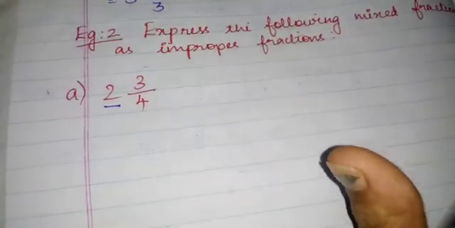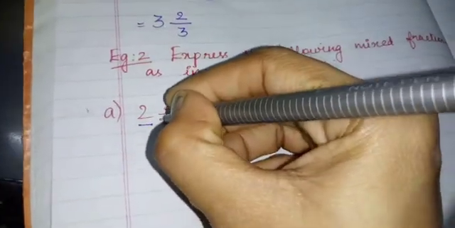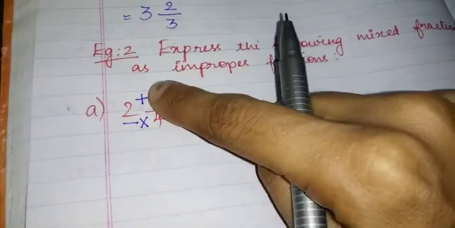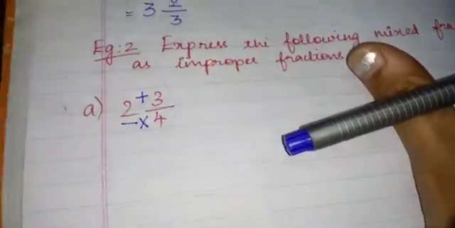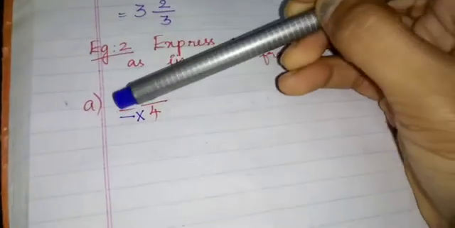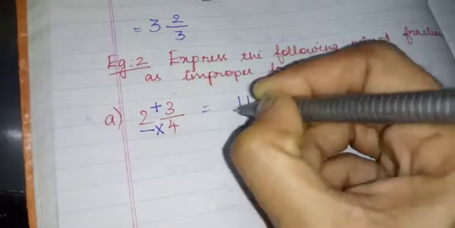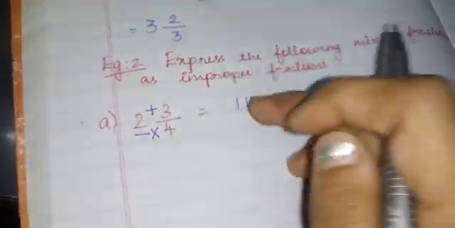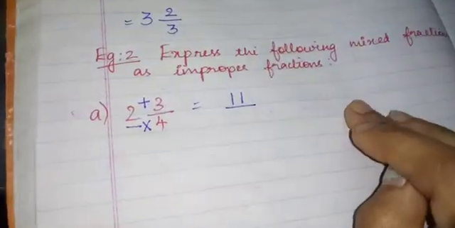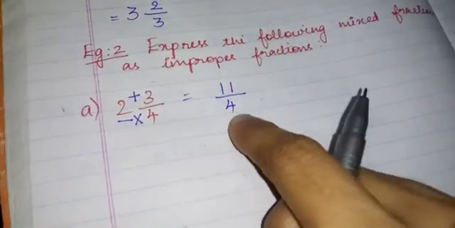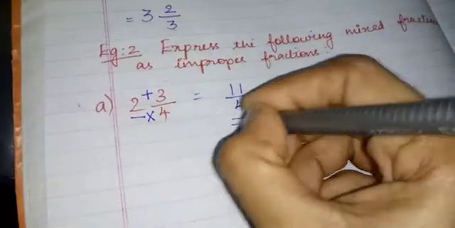So how will you convert it? Just a simple thing. Down multiplication, up addition. First you will do multiplication only, right? 4 2s are 8. 8 plus 3, 11. You should write the answer in the numerator. Then what is in the denominator? The same divisor should be here also. So 11 by 4 is the improper fraction which we get from this mixed fraction.